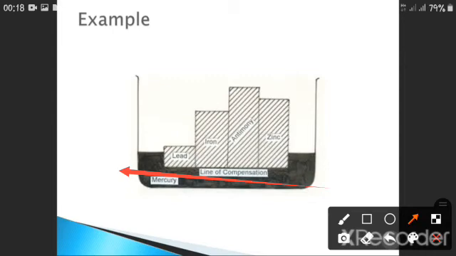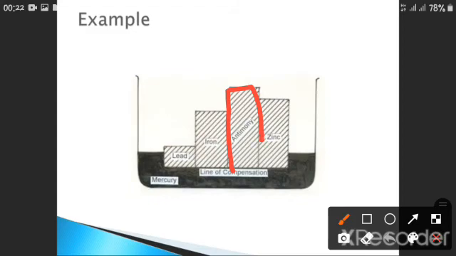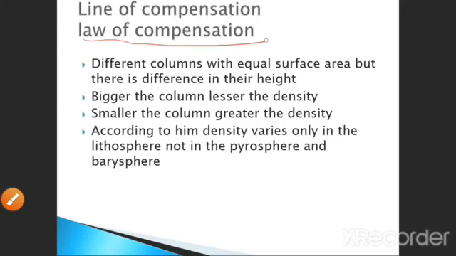So the density is varying, but above the line of compensation there is change in density, while below the line of compensation there is no change in the level of density. That's what he explained in this theory, the law of compensation. Different columns with equal surface area but different heights: the bigger the column, the lesser the density, and the smaller the column, the greater the density. According to him, density varies only in the lithosphere, not in the pyrosphere and barysphere.